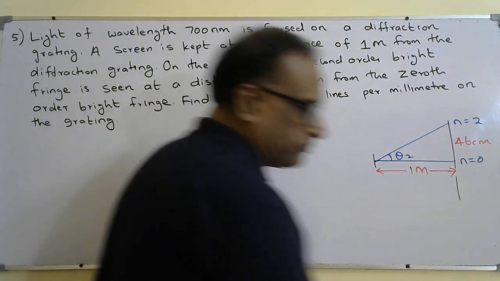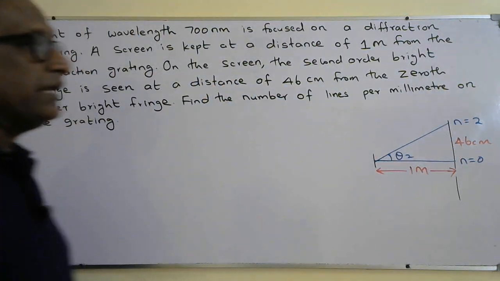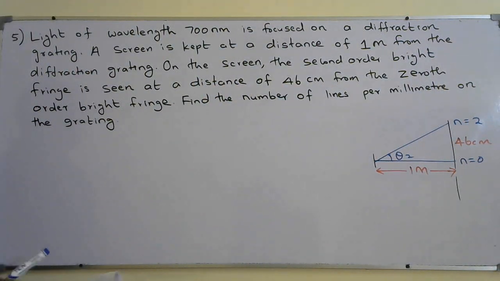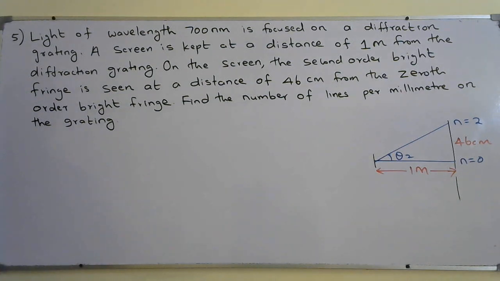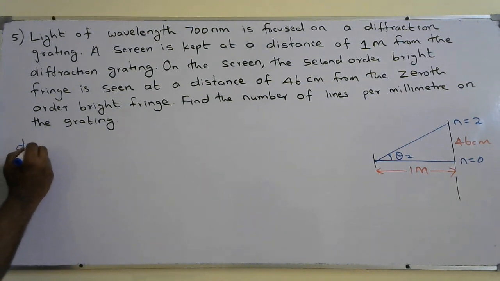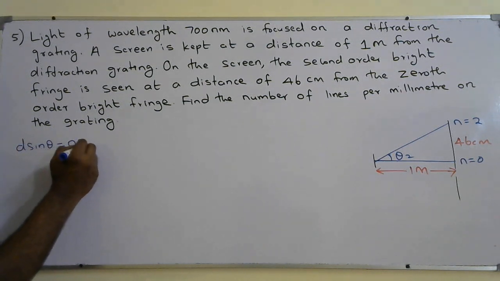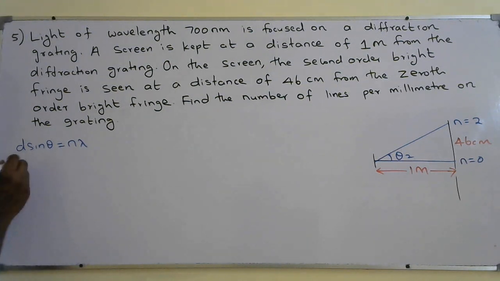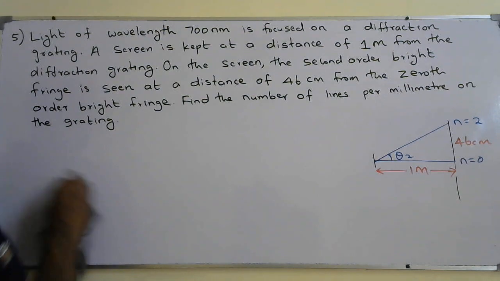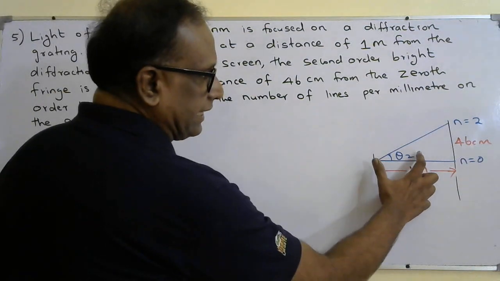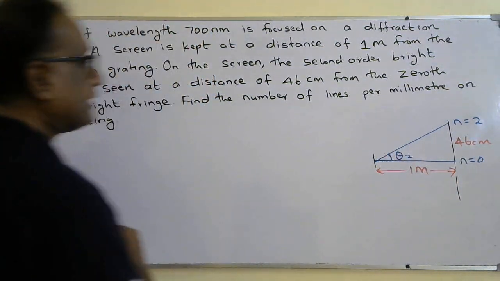Right, so I need to find the number of lines per millimeter, or number of slits per millimeter, on the diffraction grating. The only equation we know is d sin θ equals nλ. We'll use that equation. I need to find sin θ first, so we'll find that one first, then we'll come back to this equation. So we can use tan θ2, second order.